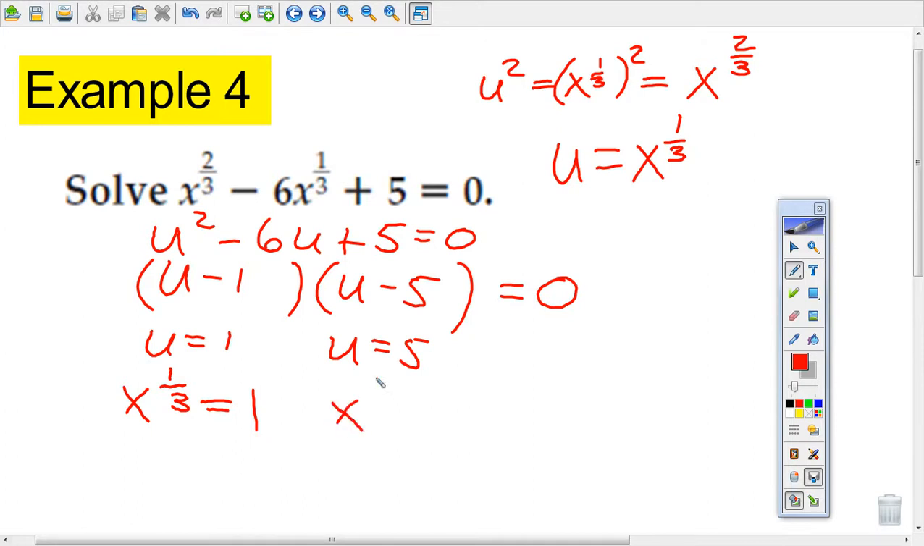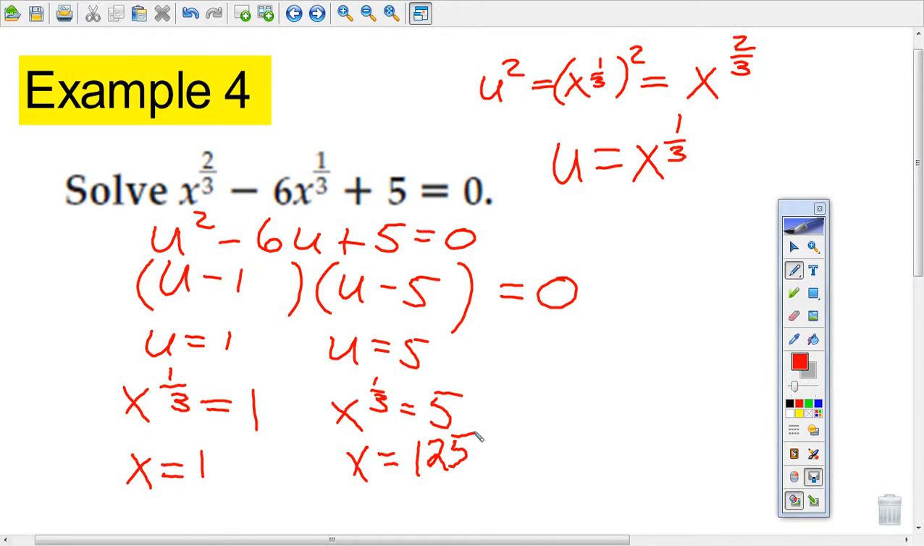And x to the 1/3 equals 5. So how do I get the x? Well, since it's being cube rooted, I would just cube everything. And 1 cubed is still 1. Don't write 3. 1 times 1 is 1. And how about x to the 1/3? If I cube that, I end up with 125.